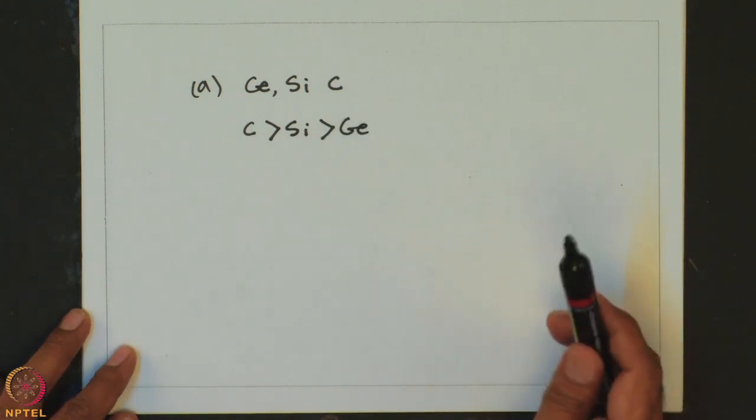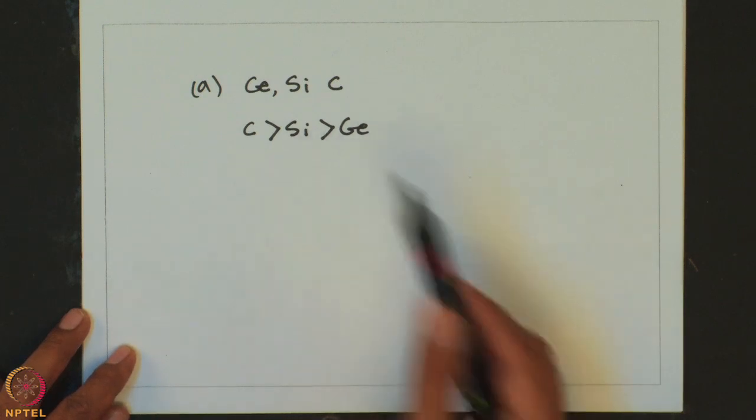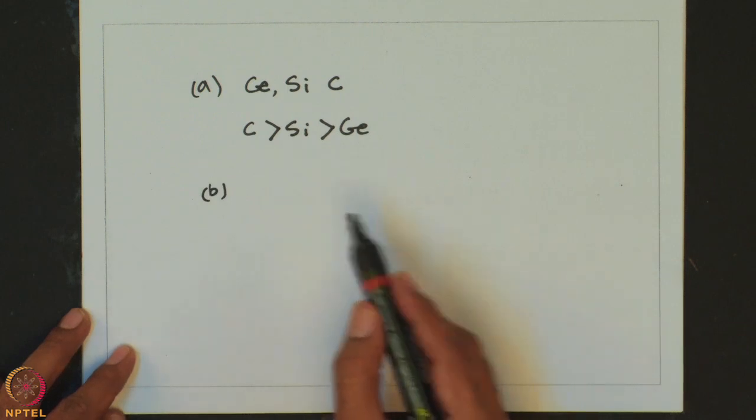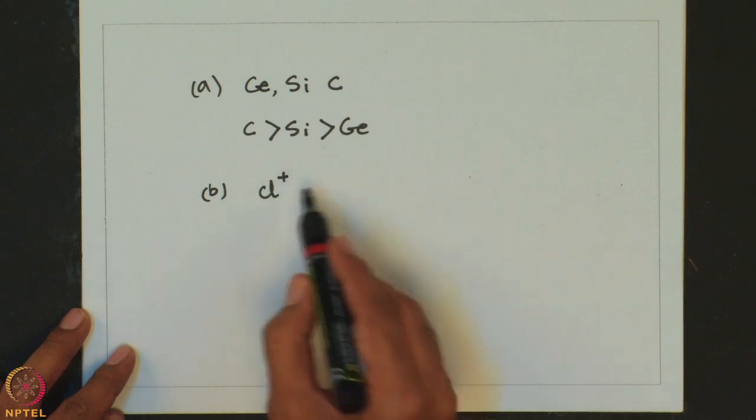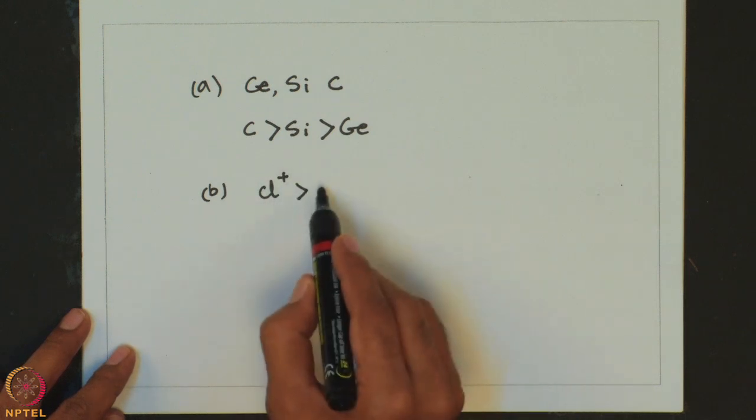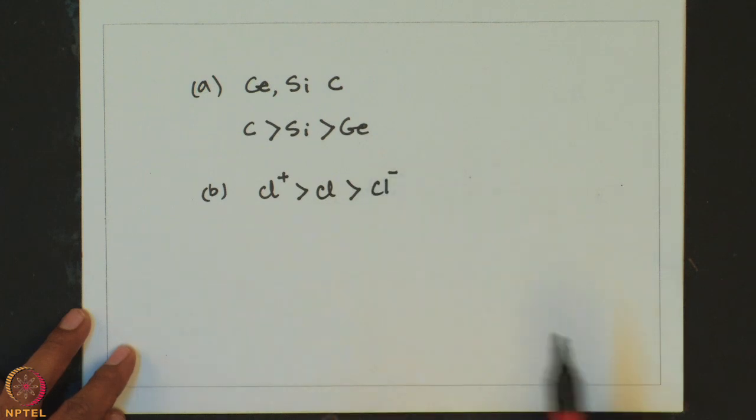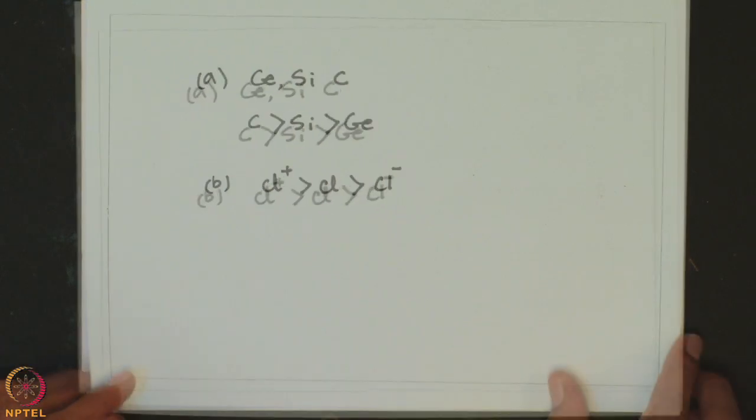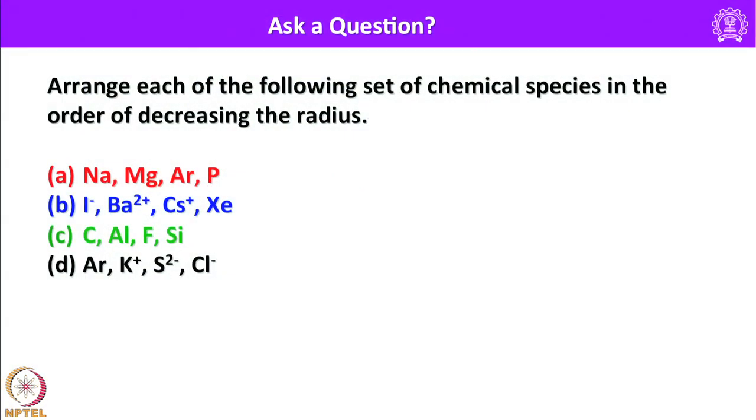So, here electronegativity is decreasing down the group. So, electron affinity is also decreasing down the group. This is the answer. In case of B, it should be the other way around. Cl plus has more electron affinity compared to Cl, and that in turn compared to Cl minus. So, this is the decreasing order of their electron affinity for both the sets of chemical species given here. Let us look into one more question here.